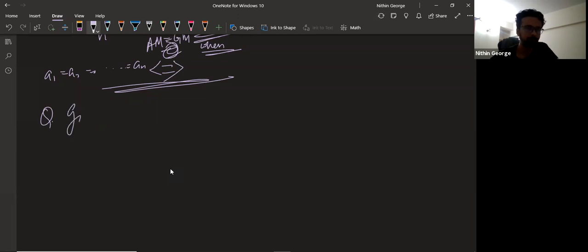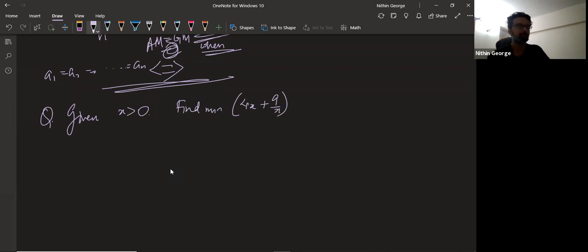Then do some questions. Given x greater than 0, find the minimum value of 4x plus 9 by x. What's the minimum value of 4x plus 9 by x? Come on.